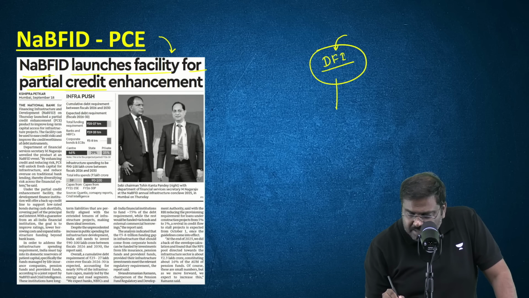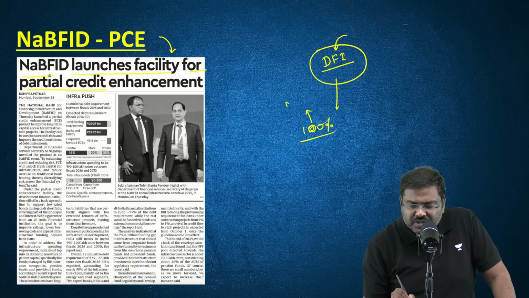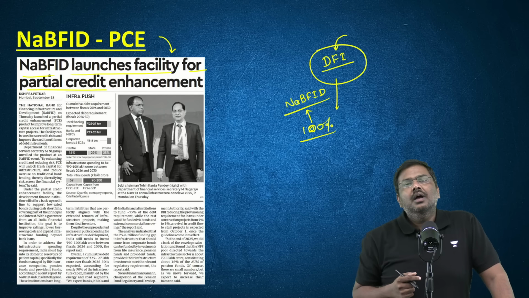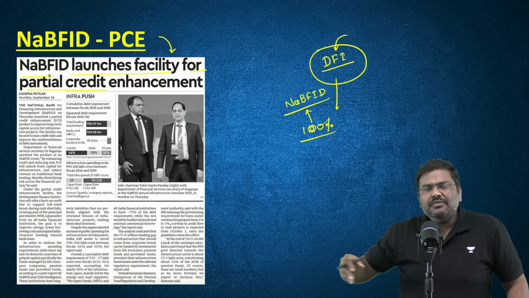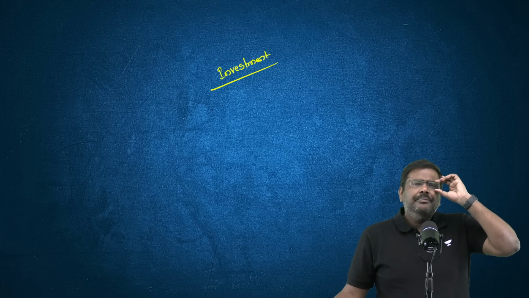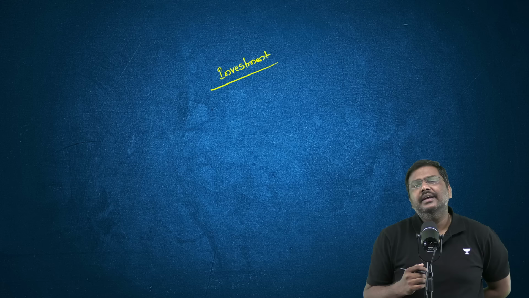Now, the Government of India, like I said earlier, invested 100% of the capital in NaBFID, the National Bank for Financing Infrastructure Development, and set up this Development Finance Institution. Among the multiple objectives of NaBFID, one is to ensure that a higher amount of investment is facilitated in infrastructure by NaBFID. How so? I'll give you an example and we will connect it to the current affairs article here.